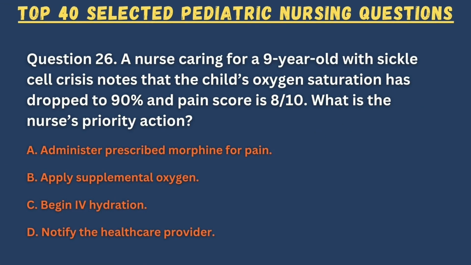Question 26. A nurse caring for a 9-year-old with sickle cell crisis notes that the child's oxygen saturation has dropped to 90% and pain score is 8 out of 10. What is the nurse's priority action? A. Administer prescribed morphine for pain. B. Apply supplemental oxygen. C. Begin IV hydration. D. Notify the healthcare provider.